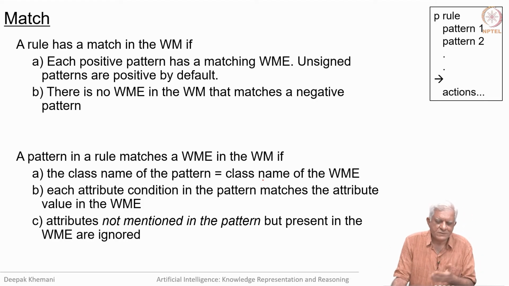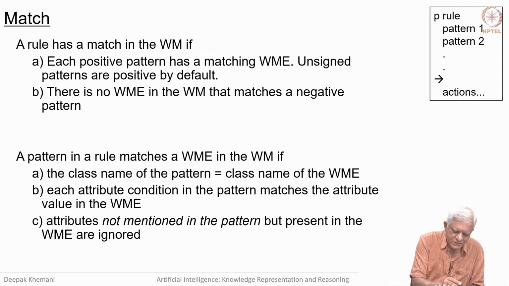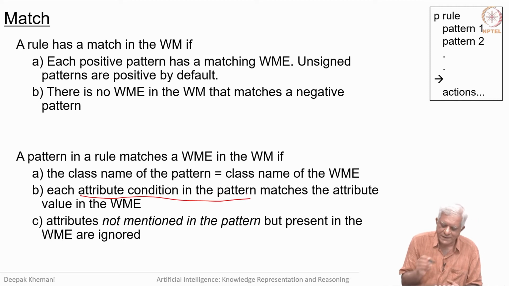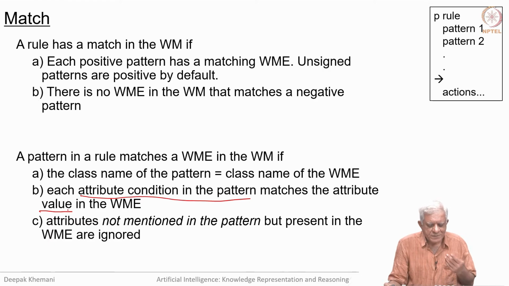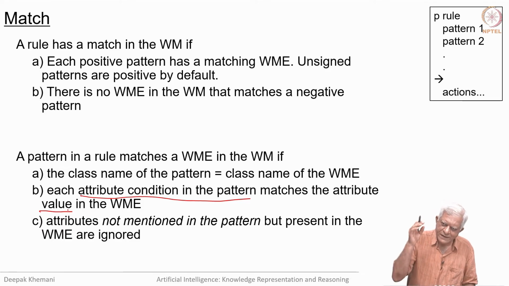So, it could be greater than 19 or something like that, all that is allowed, or it could be a disjunction, that is also allowed. So, the class names must match, of course, and the attribute condition in the pattern. Notice that we are not saying the attribute value in the pattern, we are saying attribute condition in the pattern matches the attribute value in the working memory element. Working memory elements will have only values, but the pattern must match that value. So, if I have said greater than 19, then any value greater than 19 will match with that.